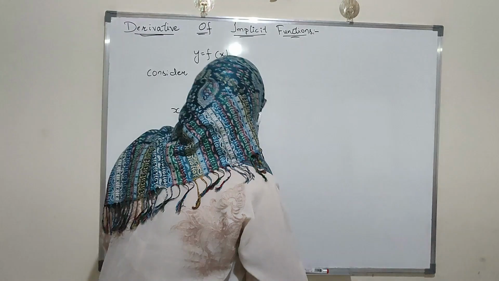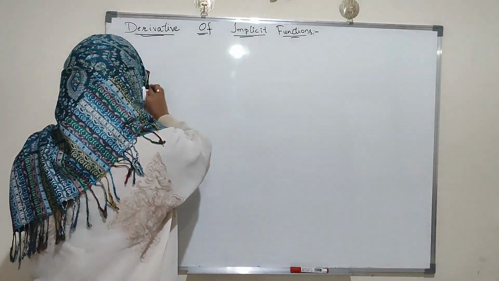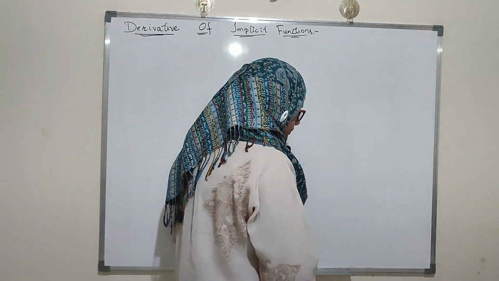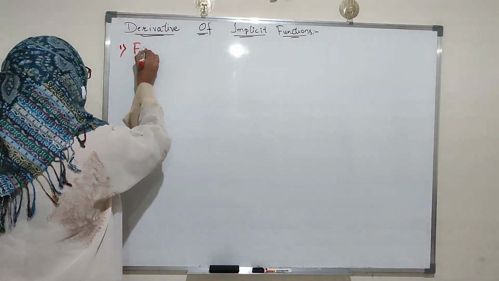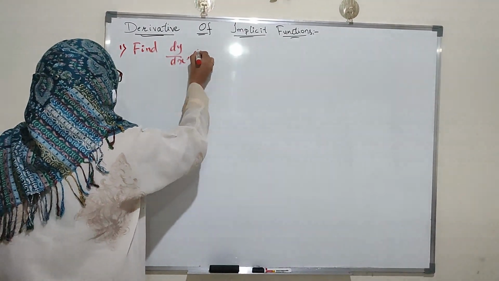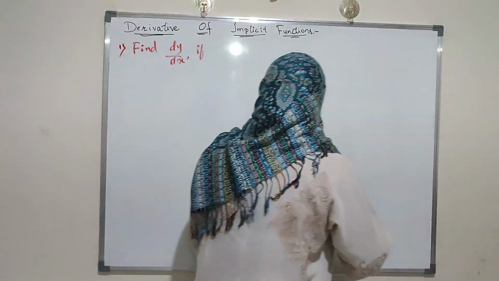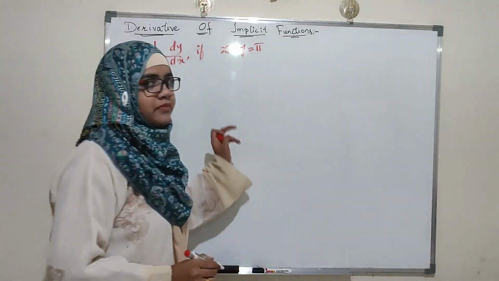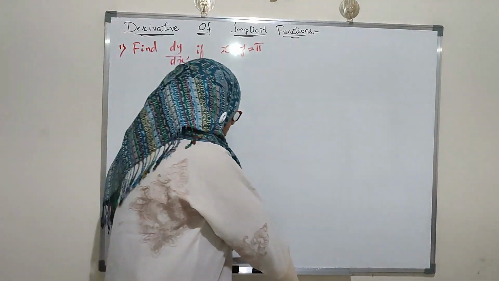Okay, write down the example. First example: find dy by dx if the function is x minus y equal to pi. A function is given to you, and you have to differentiate it.